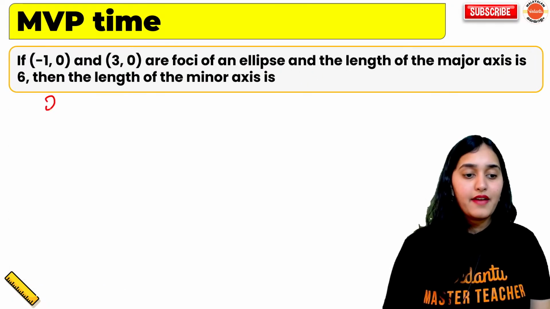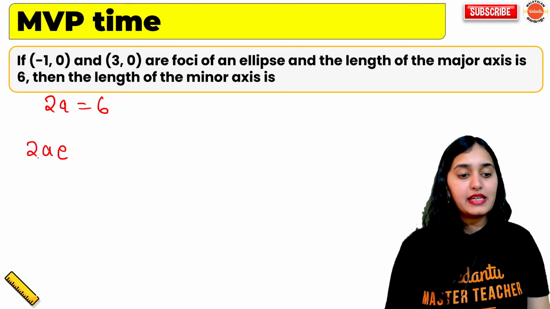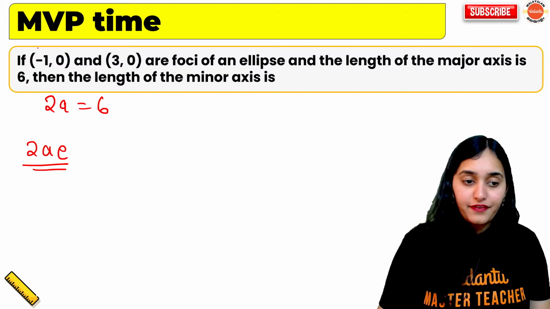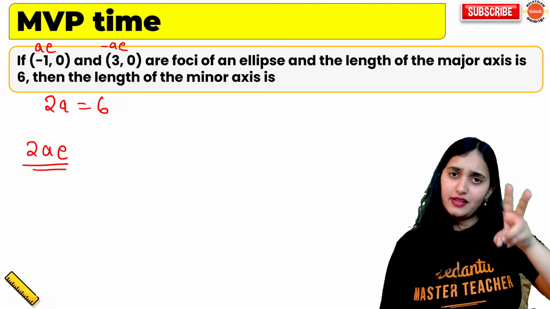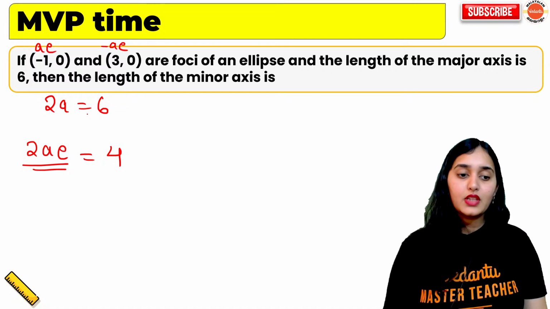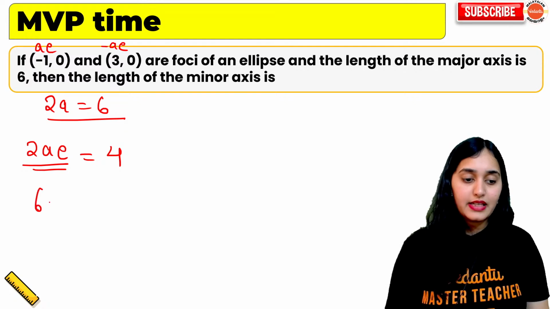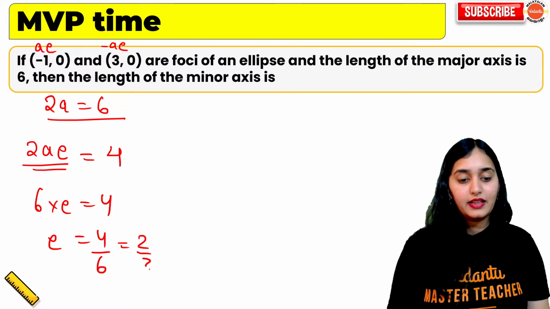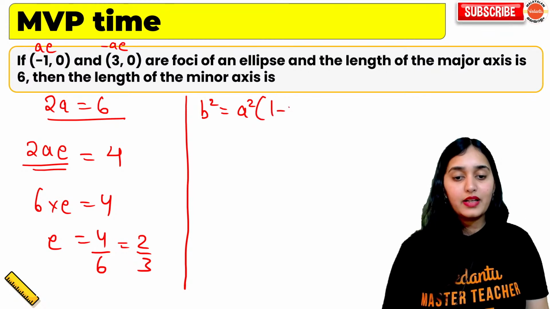So in the question they have given 2a is 6 and 2ae. How will we get 2ae? If this is ae and if this is minus ae, 2ae is the distance between them. So 2ae is 3 minus minus 1, 4. So you have 2a, you have 2ae. So just put it here. So 6 into e is 4. E is 4 by 6, that is 2 by 3. Now what will be the value of b? B square is equal to a square into 1 minus e square.